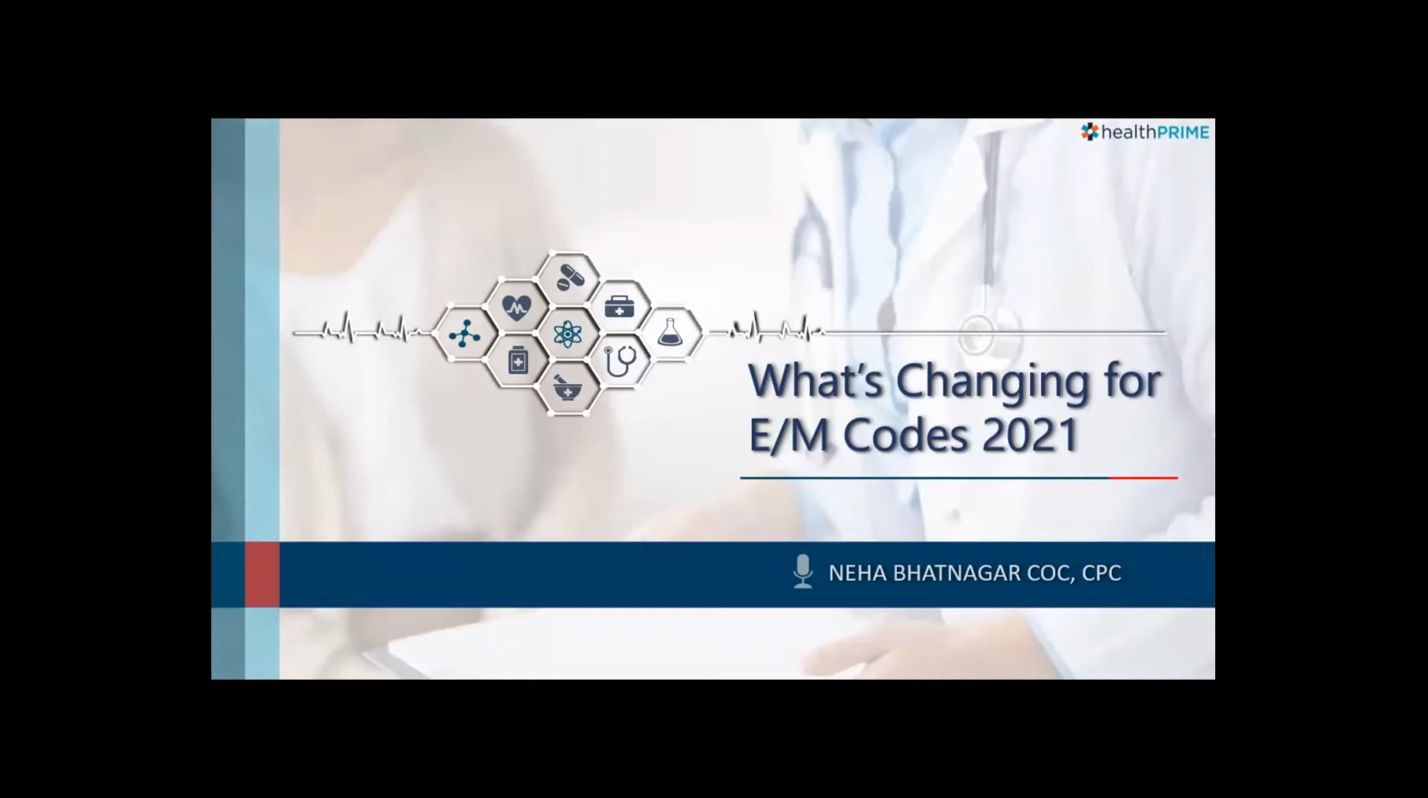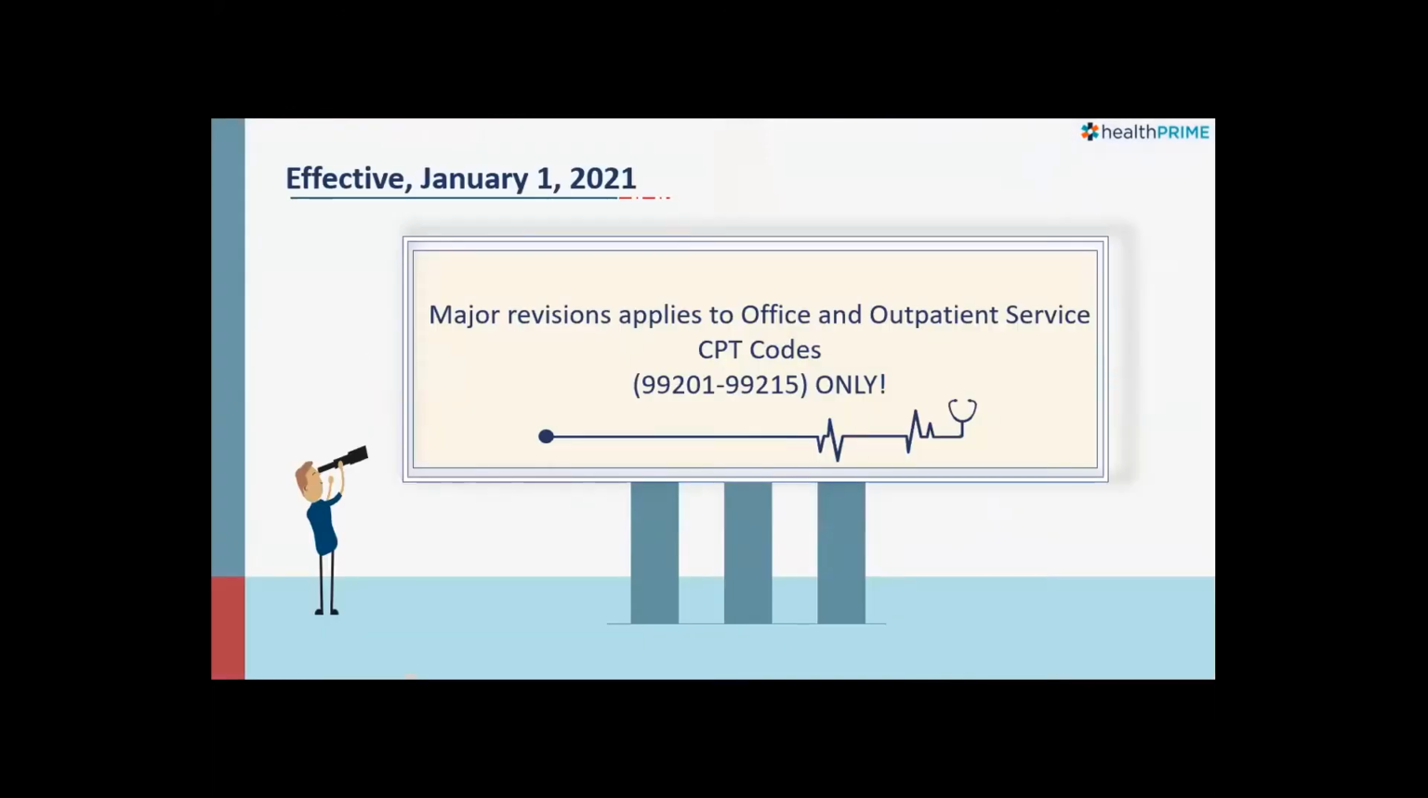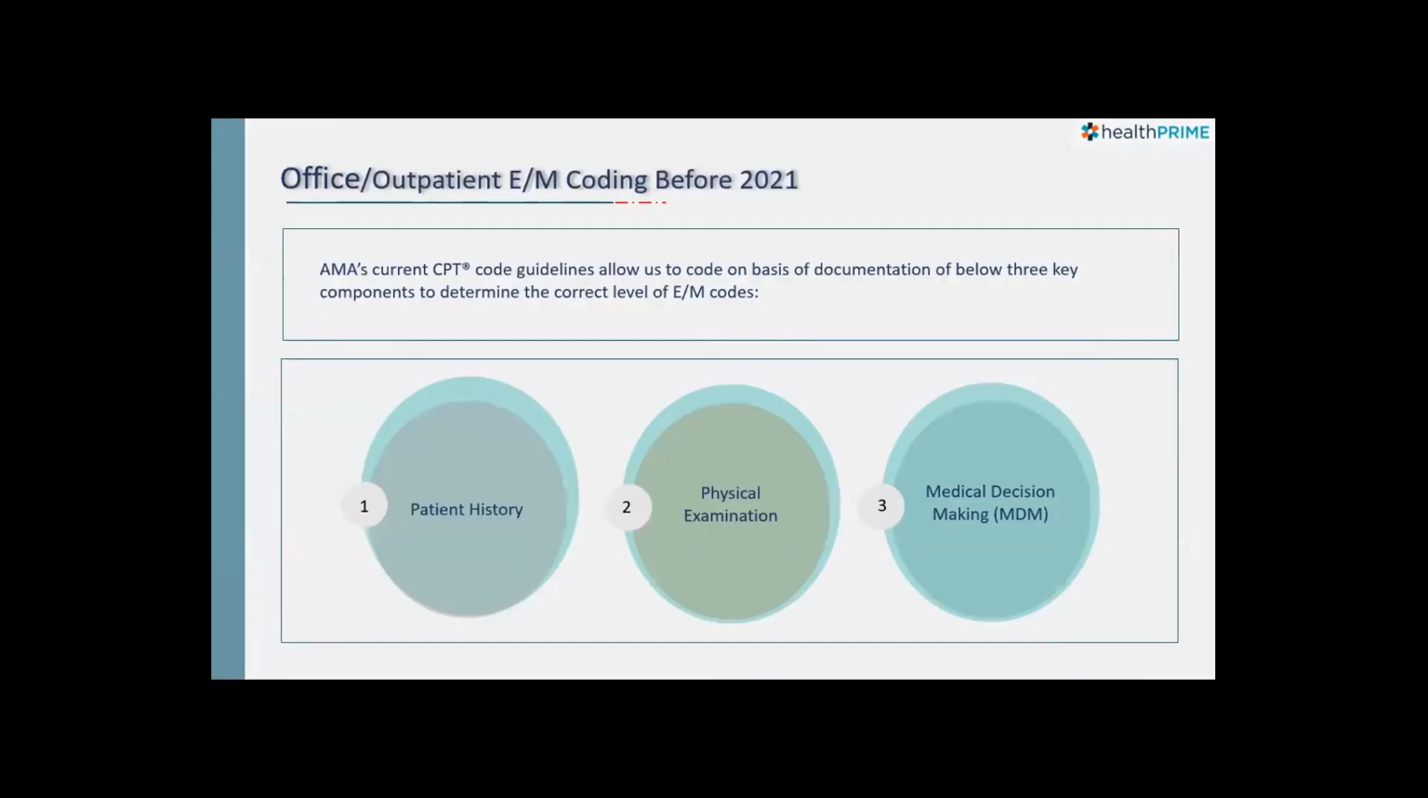All right. So effective January 1, 2021, there are some major revisions for office and outpatient service CPT codes. That is for CPT 99201 and 99215 only. So none of the other codes will be changing. Only we'll be seeing changes for CPT 99201 to 99215.